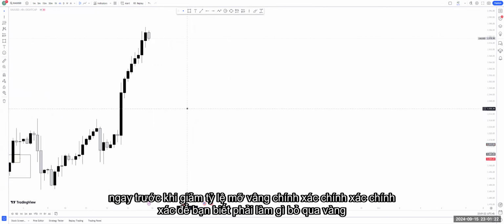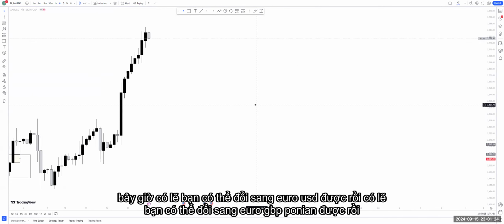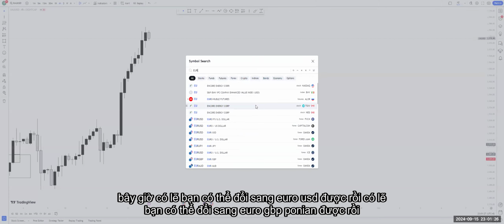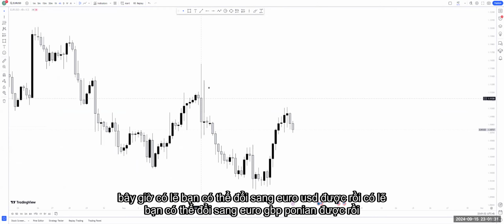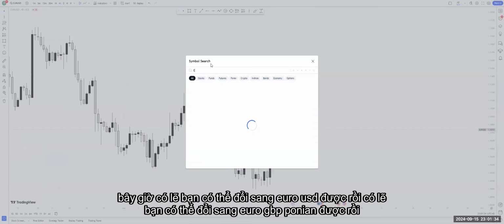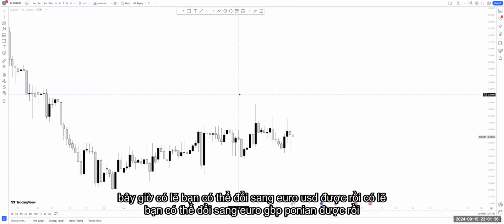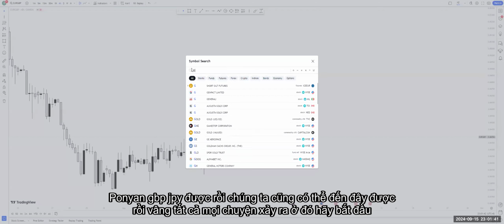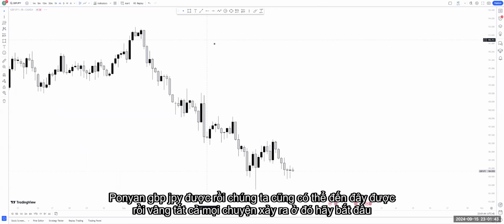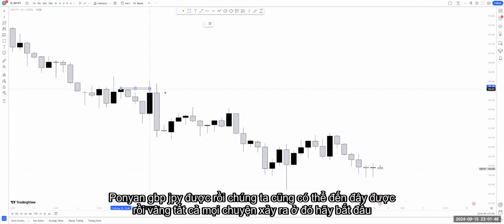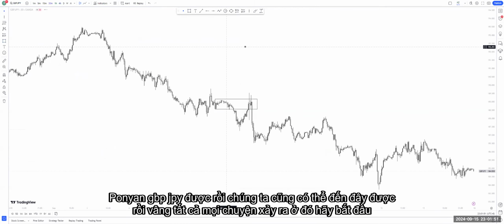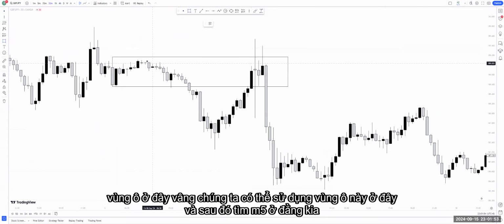So you know what to do? Ignore gold for now. Maybe you can go to Euro USD? Maybe you can go to Euro GBP. GBP JPY. We can go here as well, right? All the things happen there. Get into the sell zone over here. Yeah, we can use this sell zone here.